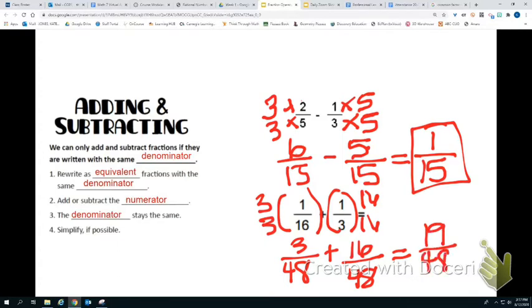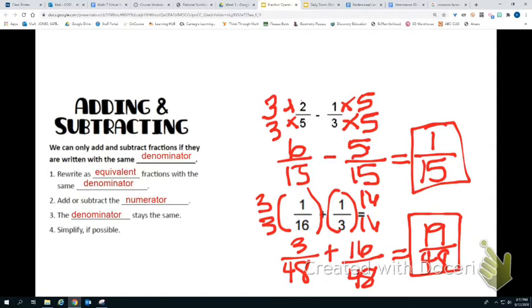So we get 19/48. And since 19 is a prime number, that means it's only divisible by 1 and itself, and 48 is not evenly divided by 19. Our solution is 19/48.